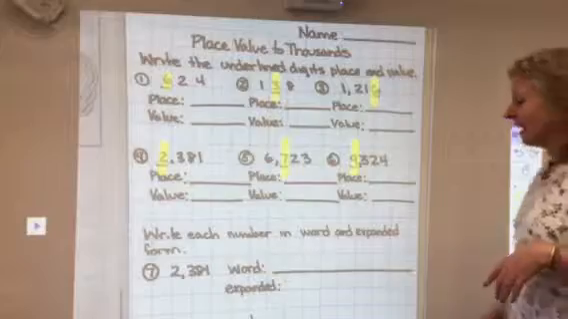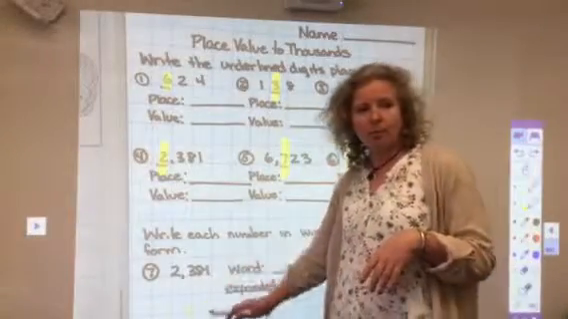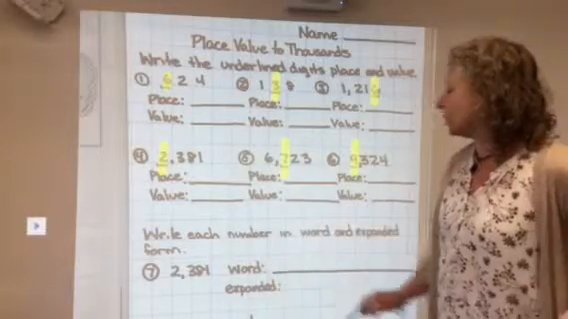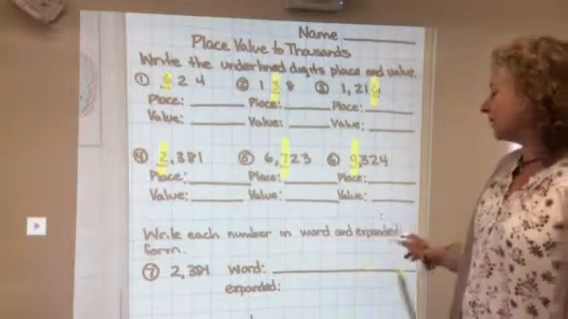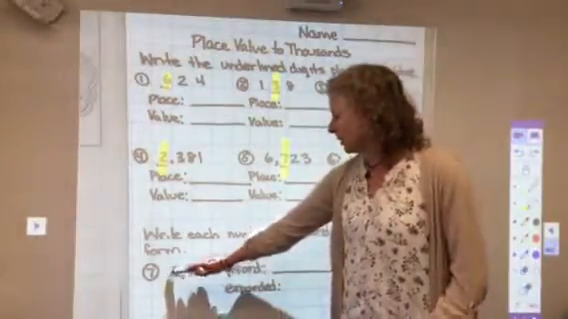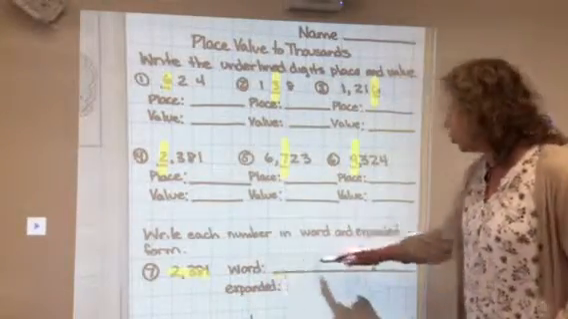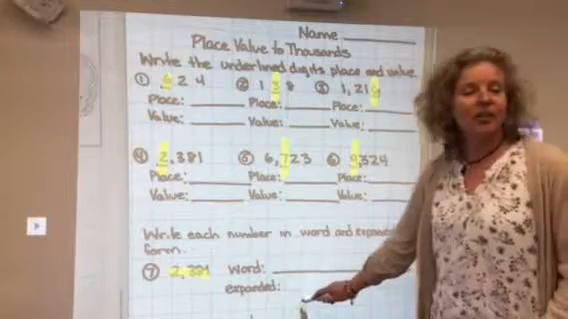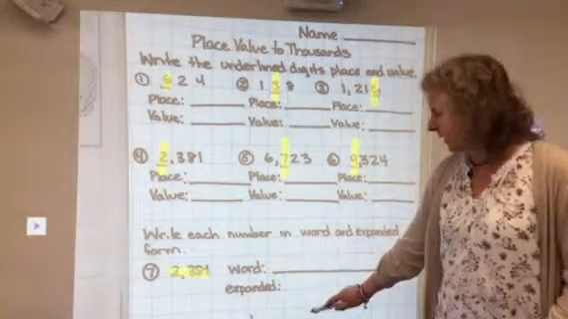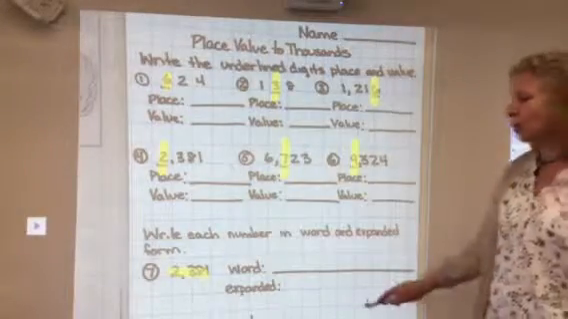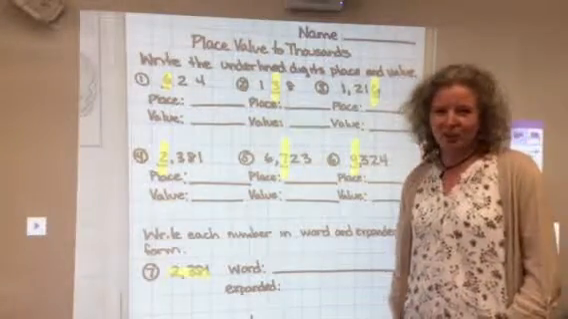Then lastly, I have 2 numbers that are a little bit bigger at the bottom of the page. You're going to write each number in word and expanded form. So you're going to read this number to yourself, 2,381. You're going to write that in words on the line. Then you're going to write it in expanded form. Same for 4,362. Word form and expanded form.